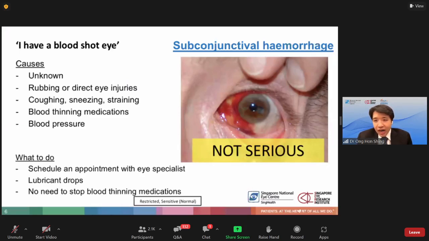They may measure your eye pressure and also take a look inside the eye. And if there's some discomfort, you may be given some lubricants or artificial teardrops. And if you're on blood thinning medications, there's often no need to stop your medications.